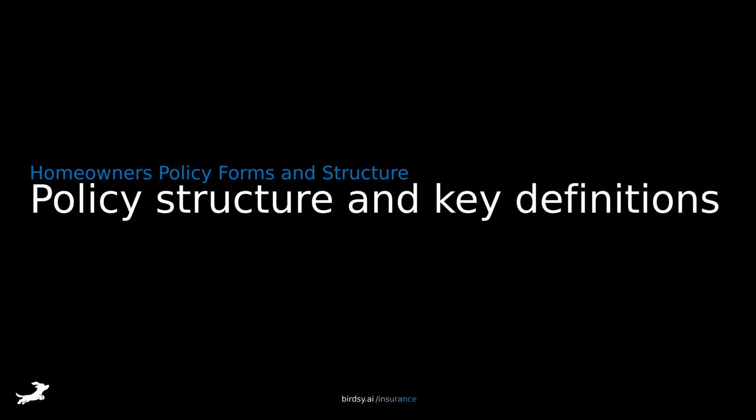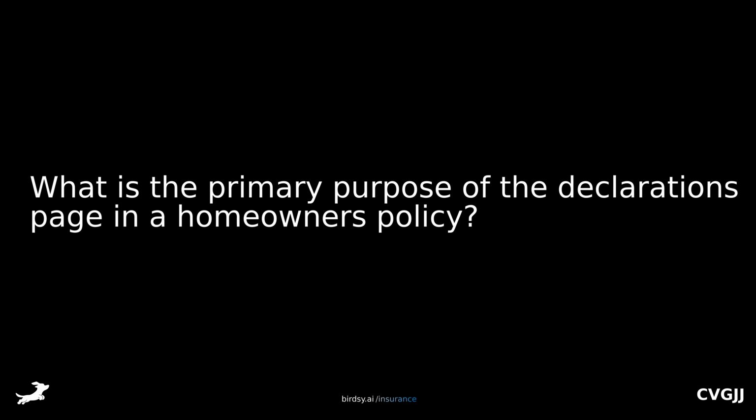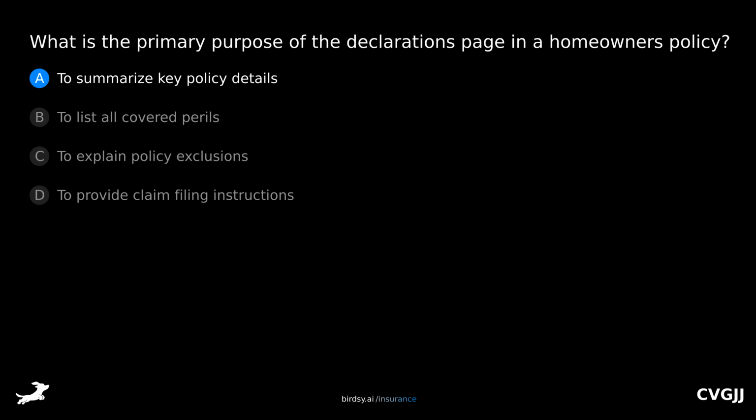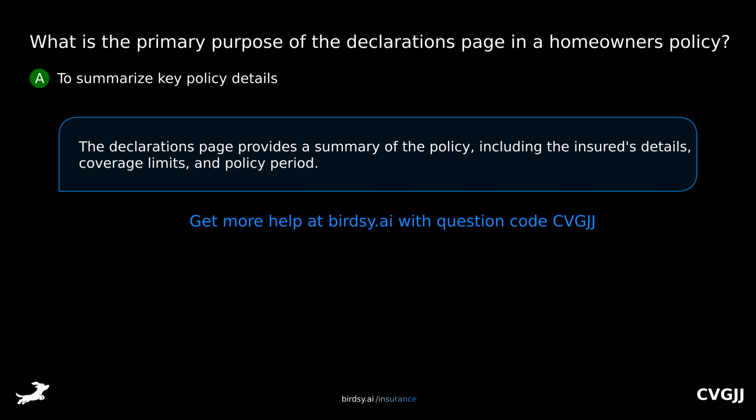Policy structure and key definitions. What is the primary purpose of the declarations page in a homeowner's policy? Is it A, to summarize key policy details, B, to list all covered perils, C, to explain policy exclusions, or D, to provide claim filing instructions? The answer is A, to summarize key policy details. The declarations page provides a summary of the policy, including the insured's details, coverage limits, and policy period.